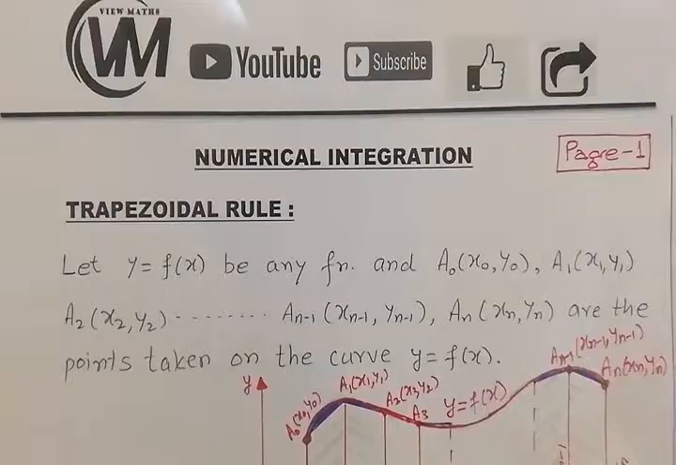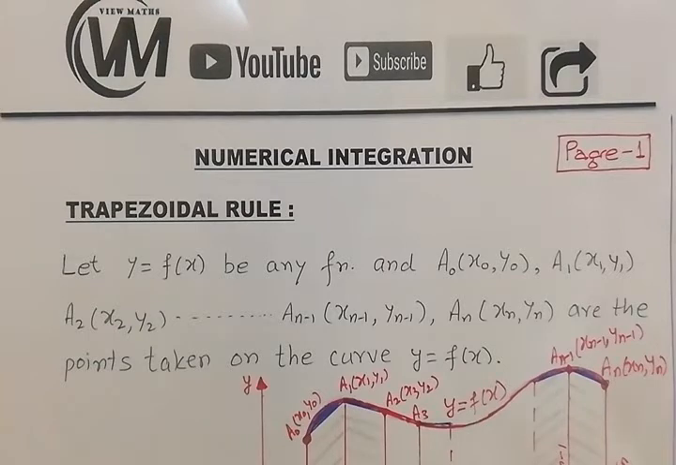So let's start. There are three important methods under numerical integration: trapezoidal rule, Simpson's 1/3 rule and Simpson's 3/8 rule. I have made videos on all three methods under numerical integration, part 1, part 2 and part 3. The links of the other two videos are given in the description box. Let us start trapezoidal rule.